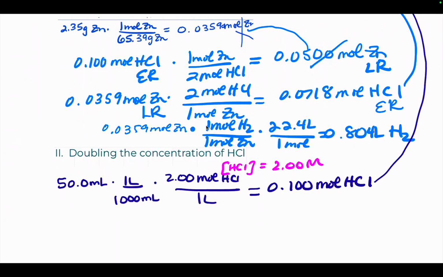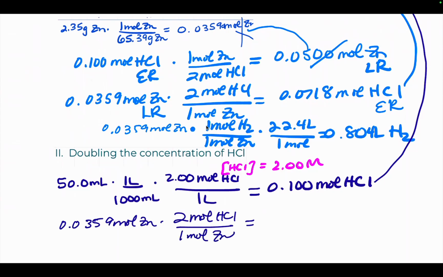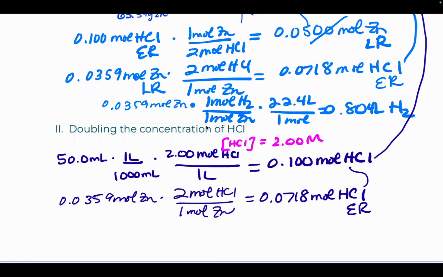And I can do that with you. If I were to take my beginning moles of zinc, and I know I just did this up above, but you could see that I would need 0.718 moles of HCl, and I have 0.1 mole, so I know that the hydrochloric is going to be in excess and the zinc is going to be limiting.